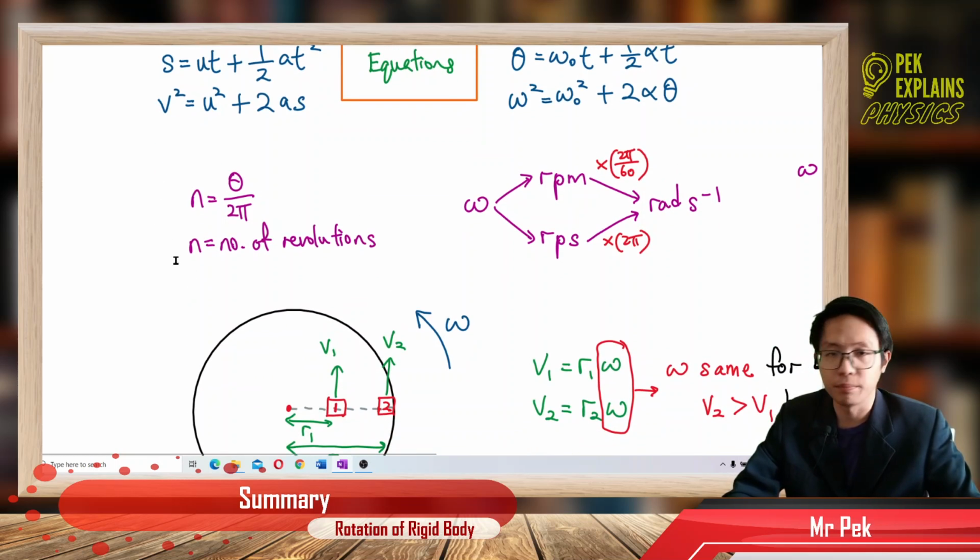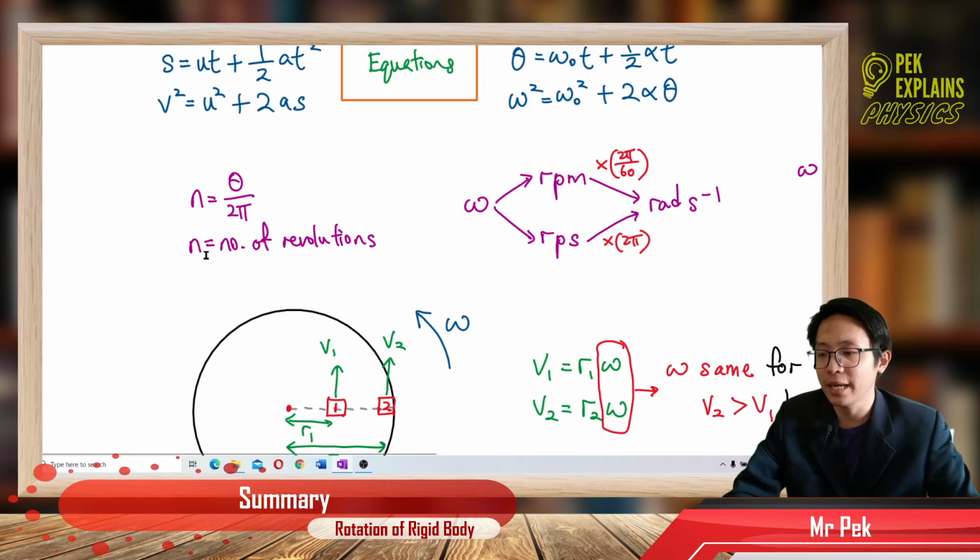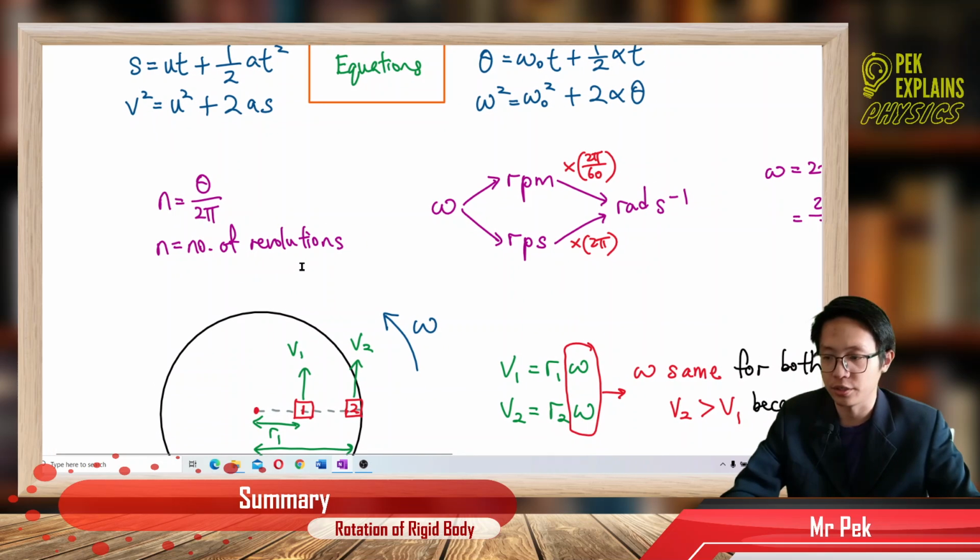And then this is also very important. N is called the number of revolutions that has been traveled. N is equal to the total angular displacement divided by 2 pi, the angles for one revolution. Then you will get N, the number of revolutions. This will be used in the further calculation.